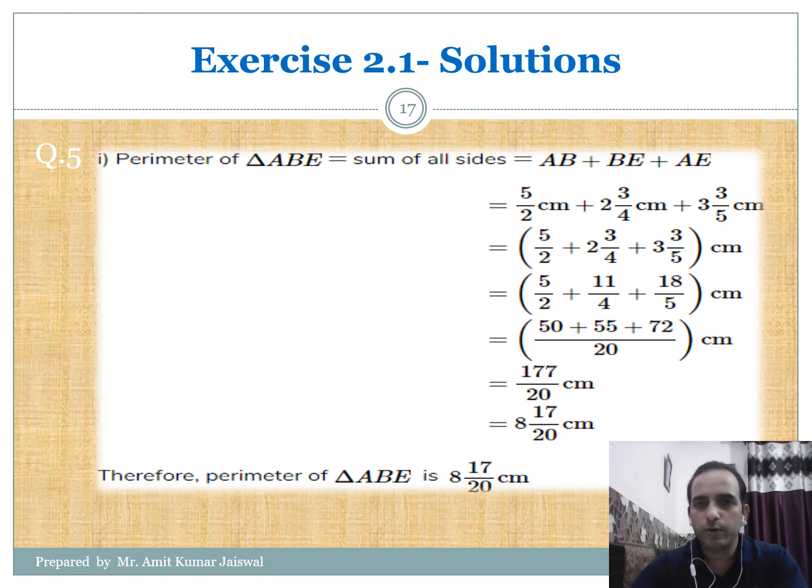And finally we have 2, 4, 5. The LCM is 20, so 2 goes 10 times to become 20, so 5 becomes 10 times 5 is 50. So 4 goes 5 times, so 11 times 5 is 55, and 5 times 4 becomes 20, then 18 times 4 is 72, and finally we add them and we see that 177 upon 20 centimeter. Or you divide 177 by 20, you will get the quotient 8 and the remainder is 17. So here we have 8 17 upon 20 centimeter as the answer, or perimeter of triangle ABE.